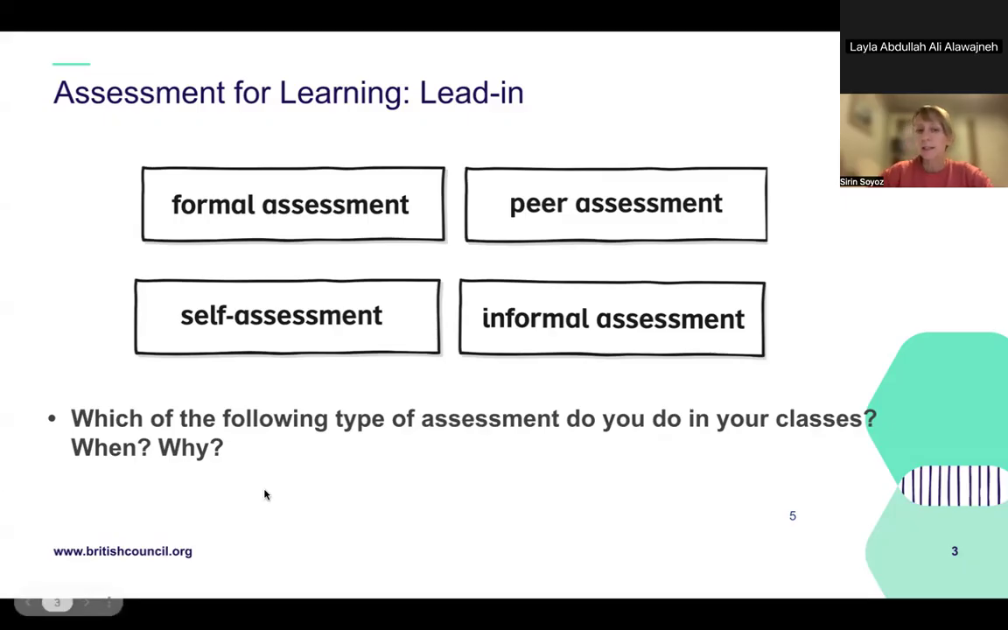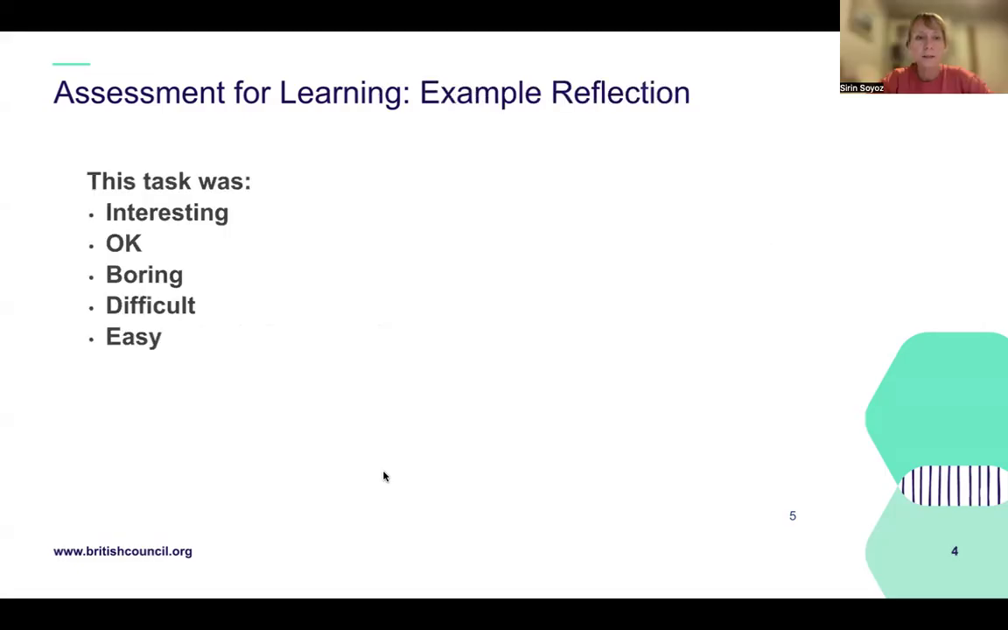Anything else? Would anybody like to add anything? Which of these assessments do you do in your classes? When and why? Anybody else would like to add anything? Okay, let's move on then. You will perhaps have more ideas.